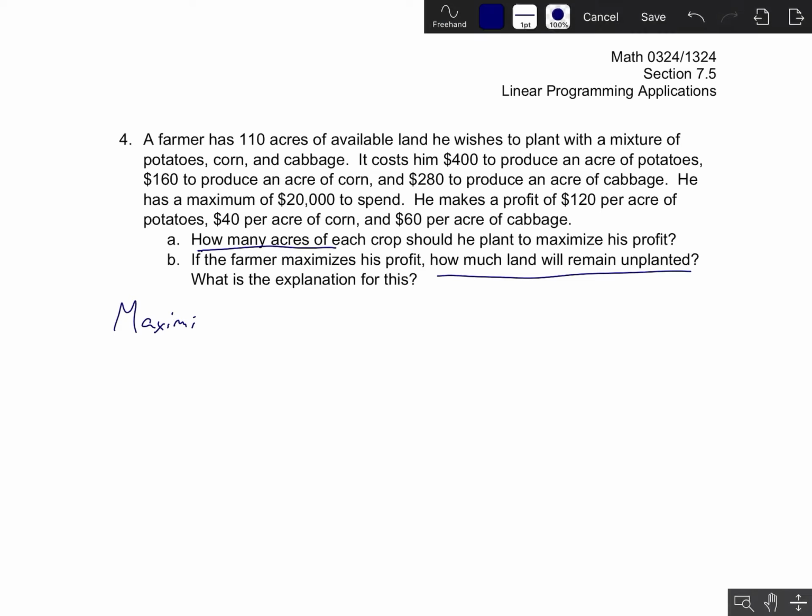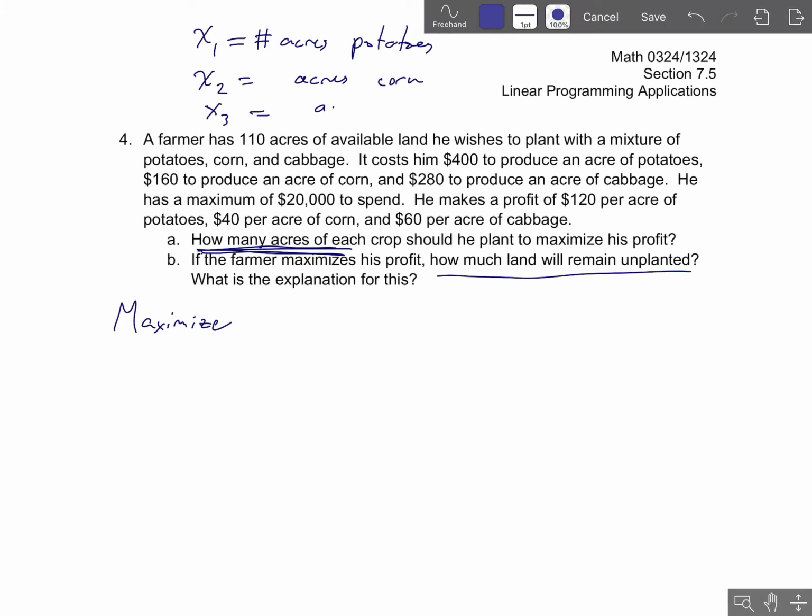So let's decide what it is that we're trying to maximize and what it is that our variables should represent. Because we're looking for how many acres of each crop we want to plant, that would be a good thing for our variables to represent. So I'm going to let x1 be the number of acres of potatoes, and then x2 will be the acres of corn, and then x3 will be the acres of cabbage. So those are our variables.